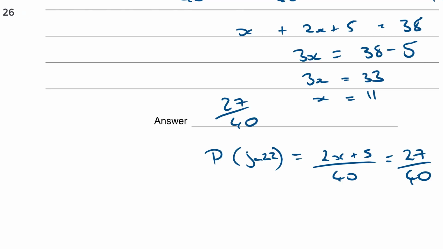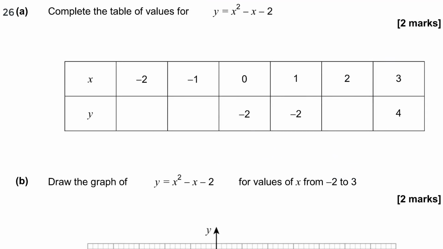Complete the table of values for y equals x squared minus x minus 2. So they've given you some of the values and they want you to find some more. Now it's usually a good idea to start with a positive end because that's a little bit easier to work out. And you might want to just double check your understanding by picking firstly a pair of values that you do know both of, just to make sure you understand what it is you're meant to be doing.